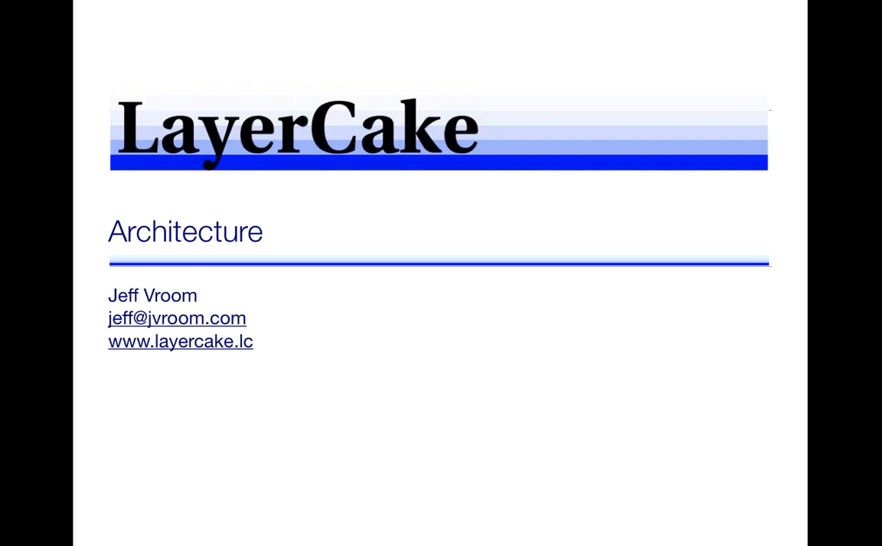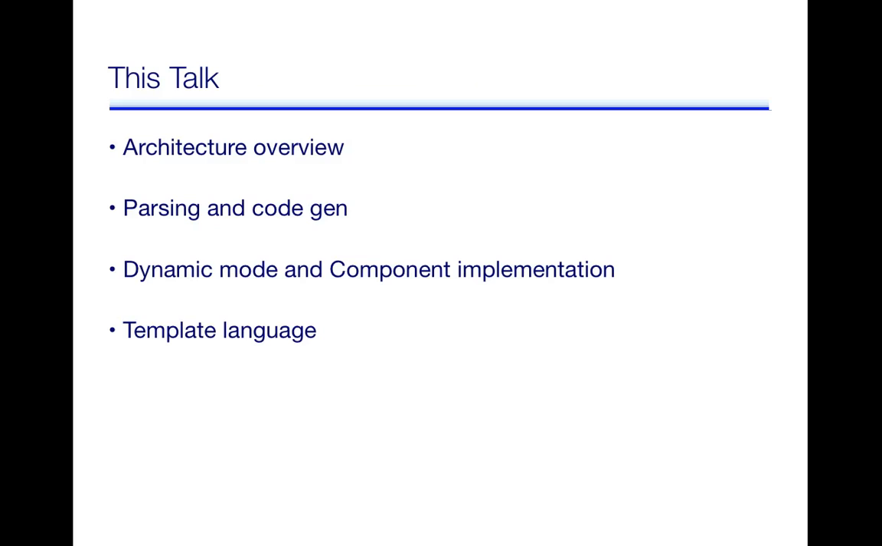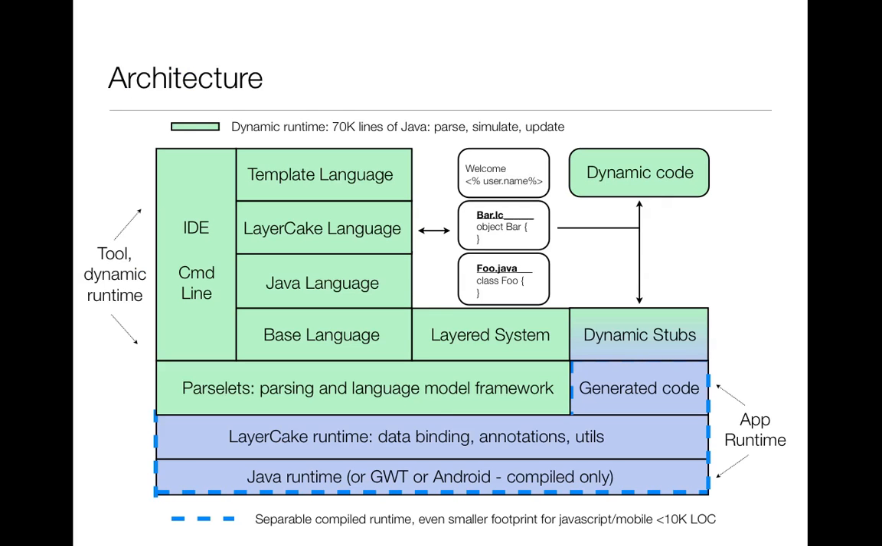This talk covers some of the interesting aspects of LayerCake's architecture. First, I'll provide an architecture overview. I'll talk about the parsing and code generation framework and the implementation of dynamic mode and the component types, followed by a description of the template language and how it works.